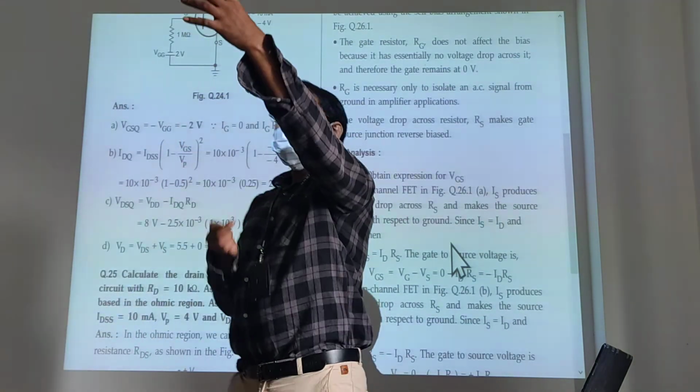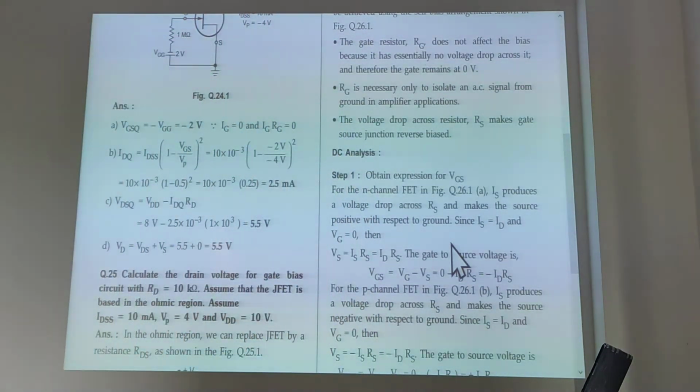So, you know the circuit of gate bias. The drain to source loop: first you have VDD, then RD, then the transistor, drain and source terminals. The drain and source terminals now you can replace by a resistor. So you will have VDD, RD followed by the resistor. Clear?